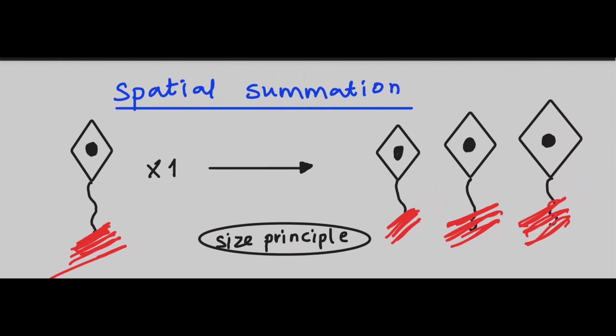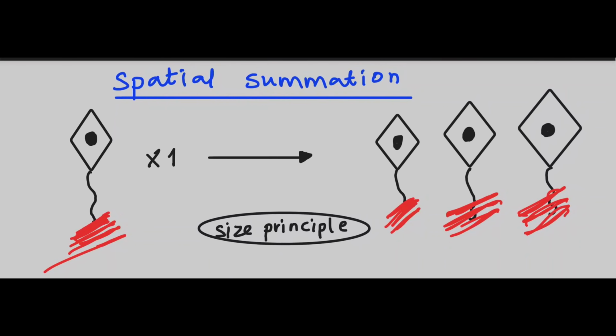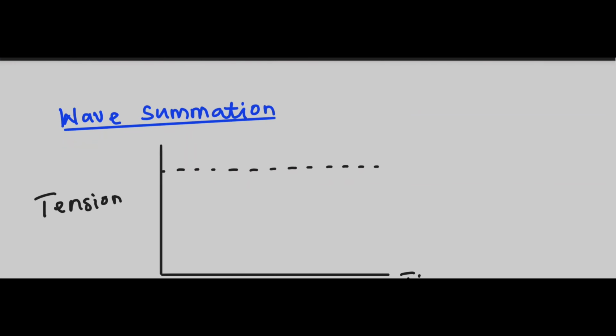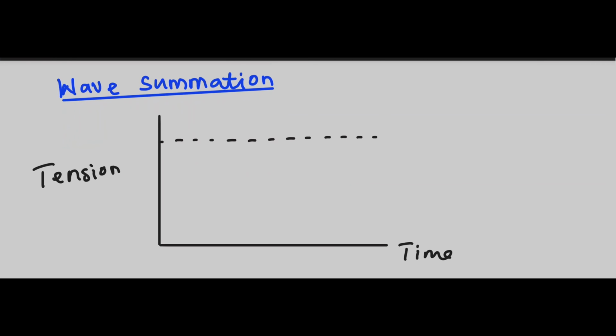So as you can see from this diagram, this is an example of what spatial summation would look like. Let's say before you're only recruiting one motor unit, afterwards you'll be able to recruit 3 motor units to be able to create more force. That is spatial summation, just recruiting more motor units. Wave summation, on the other hand, is slightly different.